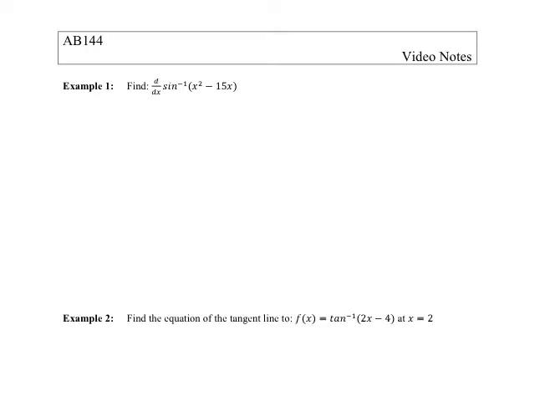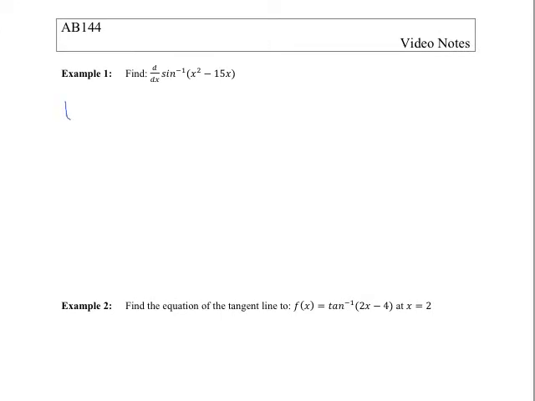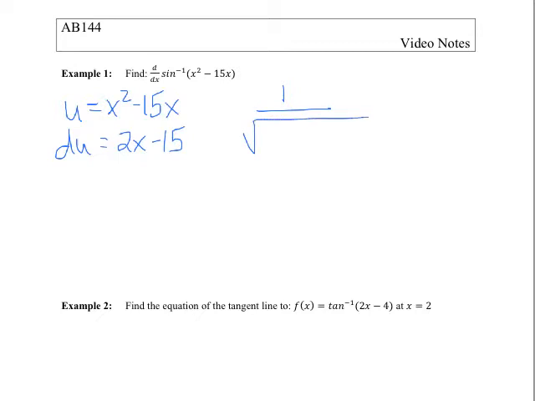Alright, we're asked to find the derivative of the inverse sine of x squared minus 15x. So we're going to let our u for this be x squared minus 15x, which means our du is 2x minus 15. So the derivative of inverse sine is 1 over the square root of 1 minus u squared, times du.